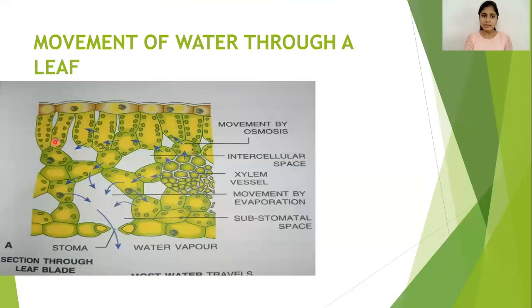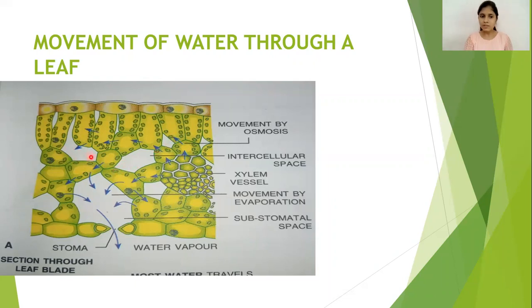Look at this. This is another diagram. Here it is clearly seen. This is the spongy mesophyll tissues. Here, these are the intercellular spaces. So the spongy mesophyll gives out water here, through which the water is formed in the vapor form. It gets collected in the vapor form, and from these, it travels between intercellular spaces.